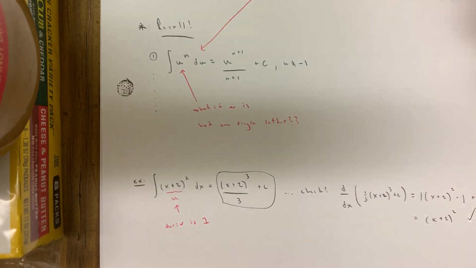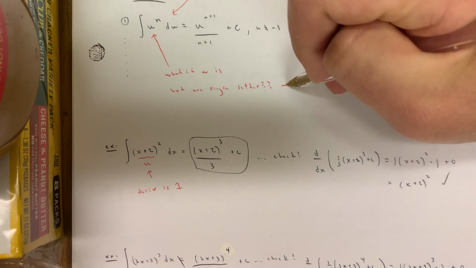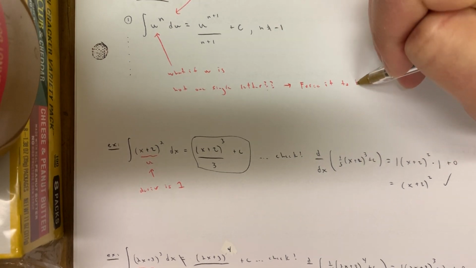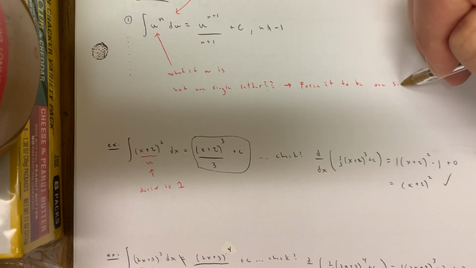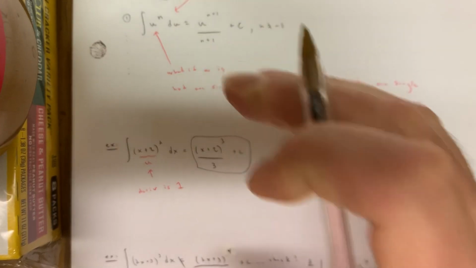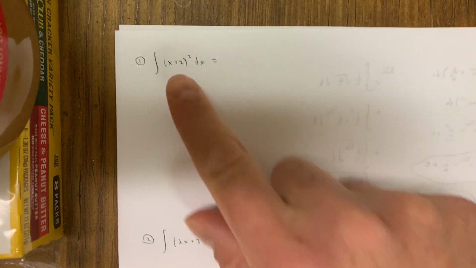So if you want to integrate a function and the argument is not one single letter, we're going to force it to be one single letter. So we're going to make like a Jedi and force this thing to be one single letter. And people are like, what the heck is that? What's going on? Well, let's dive in and do an example before we write down the topic sentence. And the example is number 1.